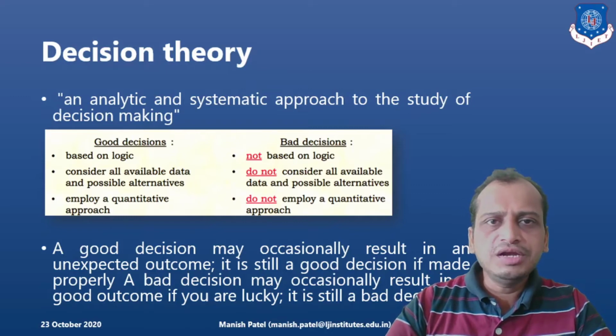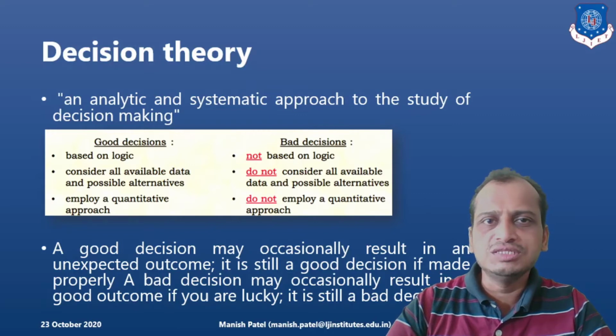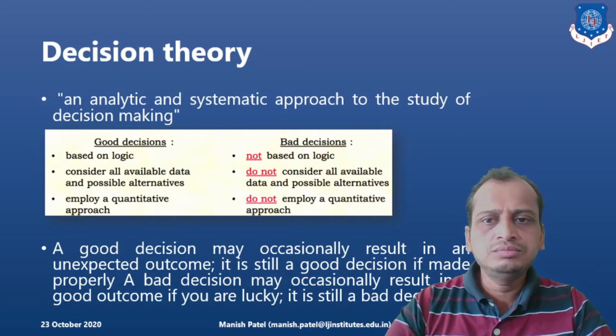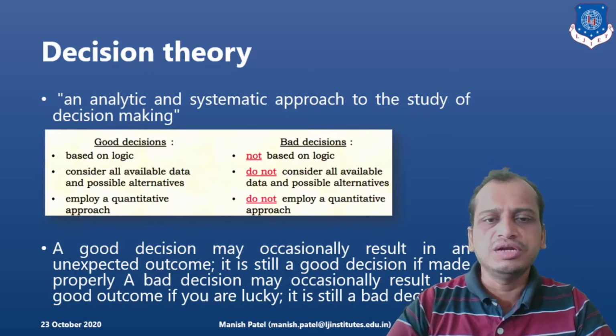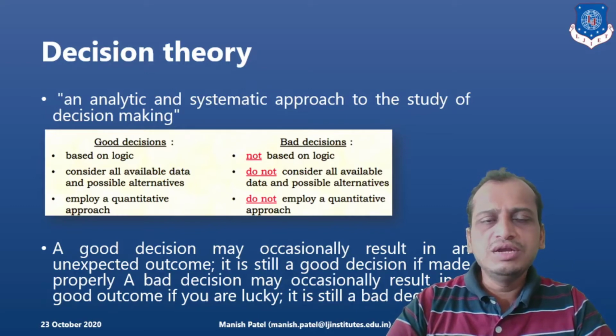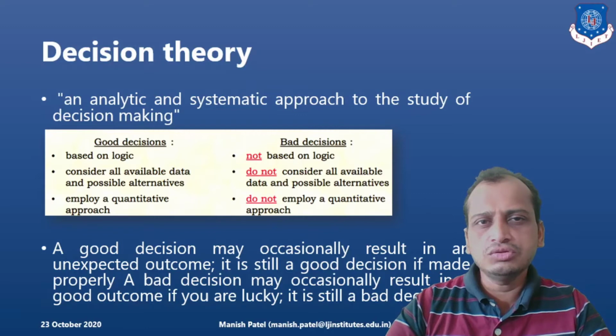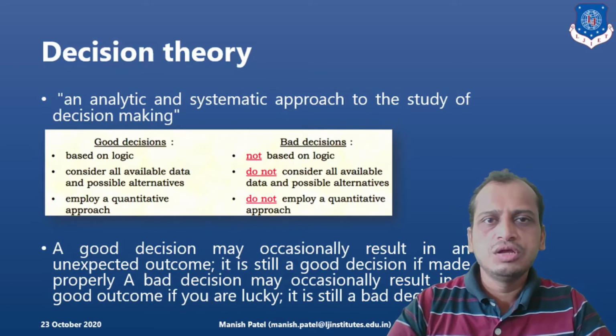Also, all the alternatives, all the options are considered in this kind of approach of good decision making, right? Which is in contrast with bad decision making, which is not based on logic, which only uses qualitative data, and does not consider all the alternatives, right? So that's why good decision making consists of logic, quantitative factors, and it also includes all the available factors, or you can say the alternatives, taken into account.